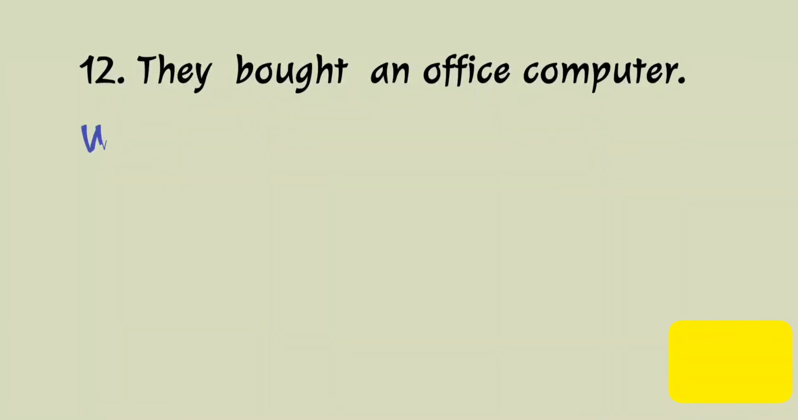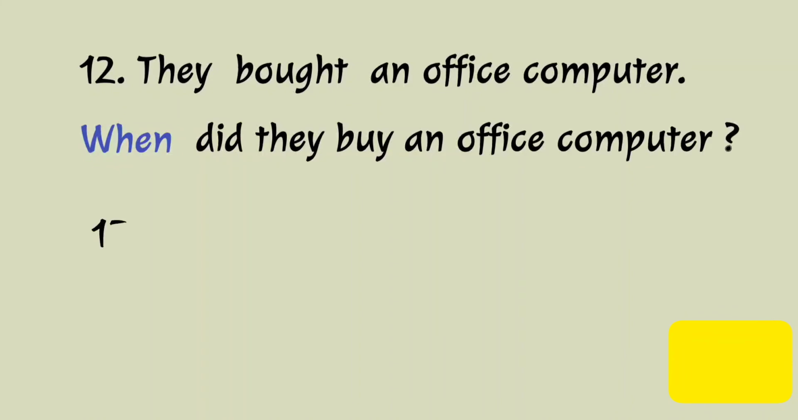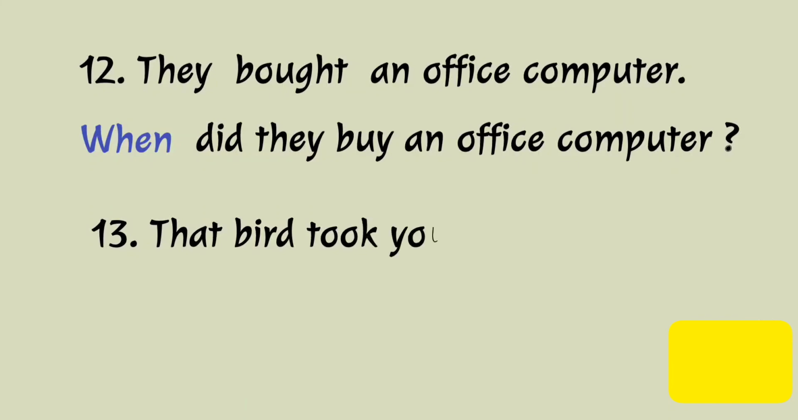So next, let's try number 12. In past tense, we must use did whenever there is no auxiliary verb in the sentence. They bought an office computer. So when I want to ask the time, when, the auxiliary verb I use is did. After that, subject and then the verb buy. Buy should be in the first form, the present form, because we have did already. So, when did they buy an office computer?